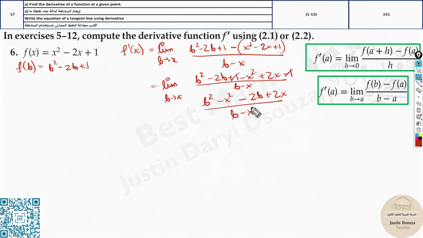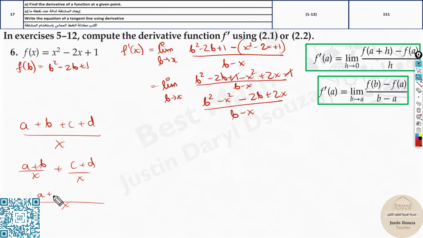Now after this simplification, there is a method which we must follow. The method is this. If you have a plus b plus c plus d divided by x, this is the same as a plus b divided by x plus c plus d divided by x. Why? Because the denominators are the same. We can write it together and add up all the things, right? A plus b plus c plus d, isn't it? For our advantage, if we have a given question like this, we can split it up.